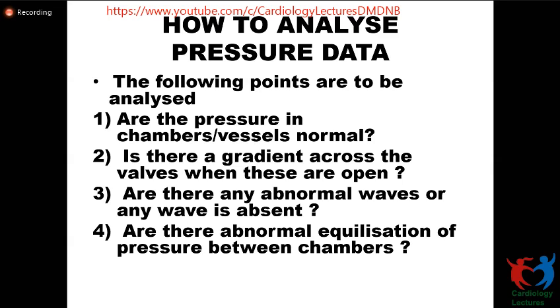Yes, like a large unrestricted ASD, there can be equalization of pressures in the atria. There can be equalization of pressure between the right atrium and the left atrium, and consequently the diastolic pressures in the corresponding ventricles also will be the same. So in a large unrestricted ASD, there can be equalization of diastolic pressures in the right atrium and the left atrium. Very good. Yes, anything else?